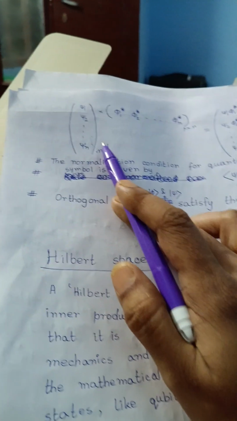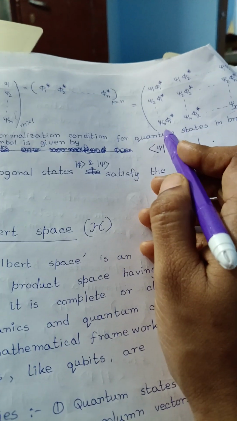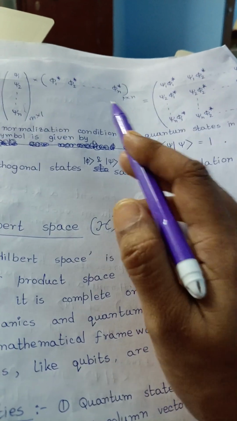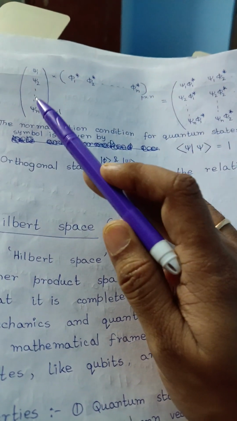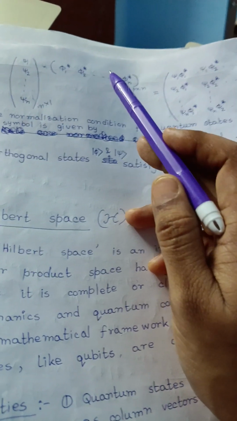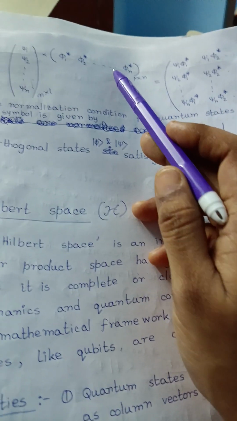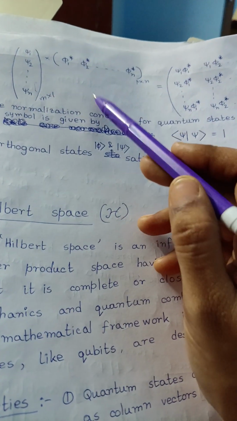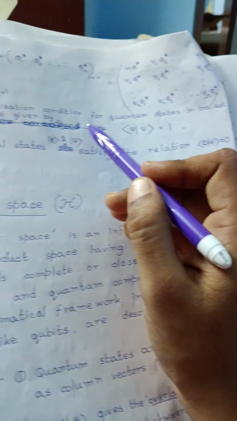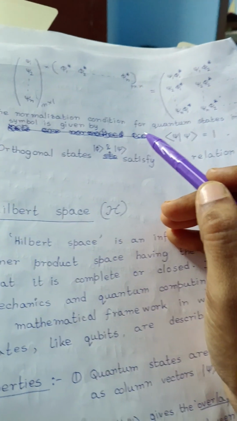So you see the outer product results in a matrix. But what does it physically mean? Actually, when we take the outer product of a ket state with its Hermitian conjugate bra, we will get a matrix. So this matrix actually represents an operator.